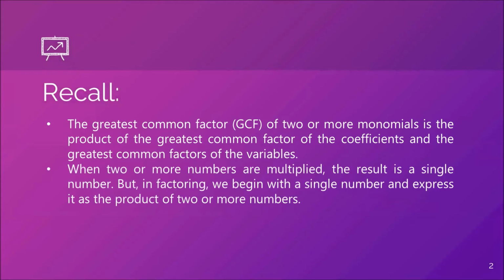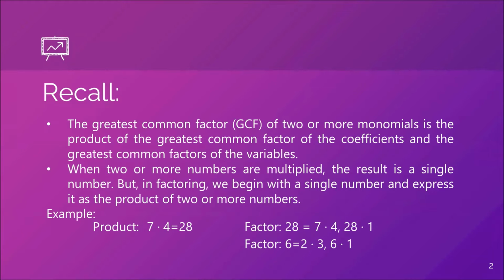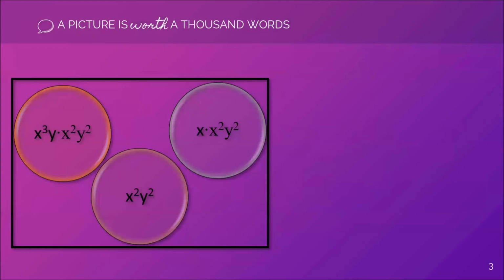Remember that when we multiply two or more numbers, the result is a single number. But in factoring, this is not the case. In factoring, we begin with a single number and express it as a product of two or more numbers. For example, when we multiply 7 and 4, we get 28. But in factoring, the factors of 28 are 7 and 4, and 28 and 1. Another example, the factors of 6 are 2 and 3, and 6 and 1.